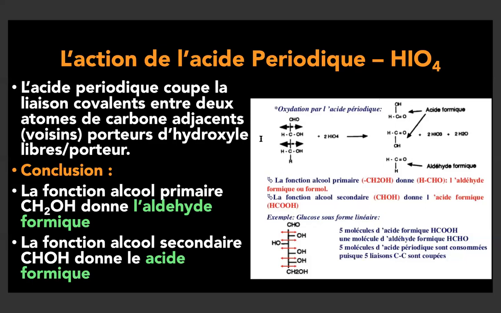So periodic acid just cuts this molecule in two parts. The first part is for the primary alcohol, which is this one here, and the other part is for the secondary alcohol, which is this one here. Then we are going to have the formation of formic aldehyde from the primary alcohol and formic acid from the secondary alcohol function. That is all you're supposed to know on the action of periodic acid.